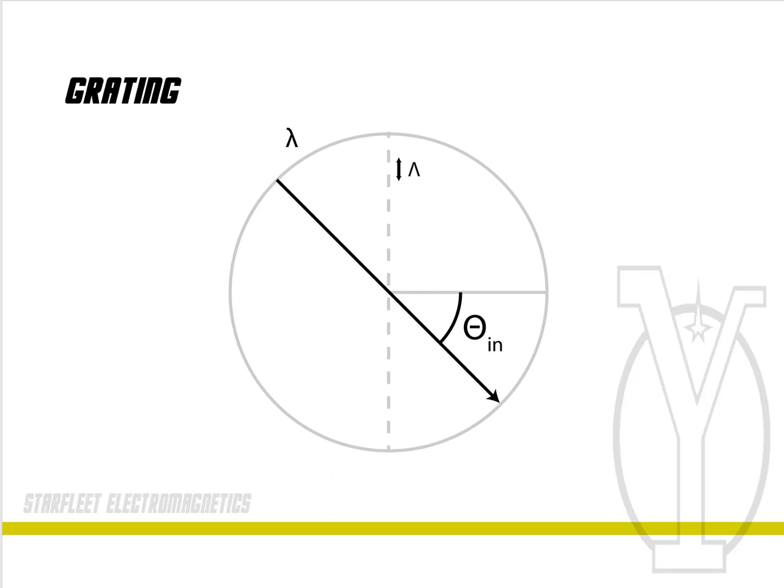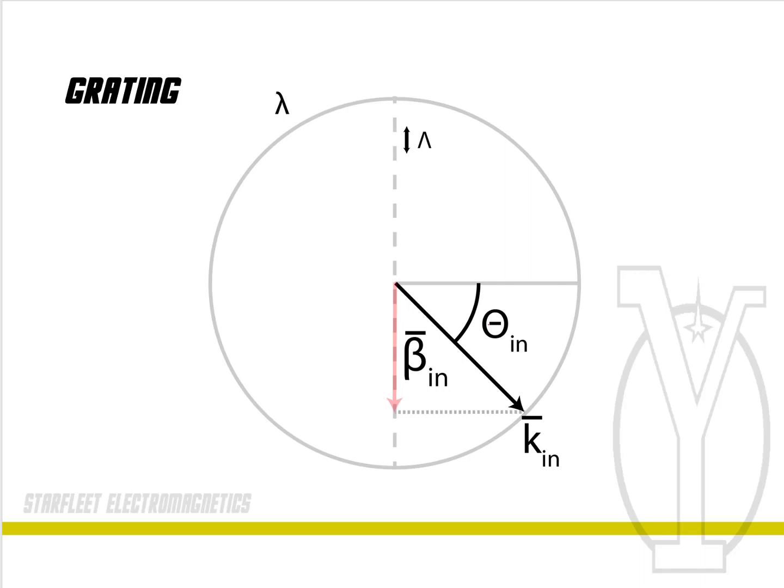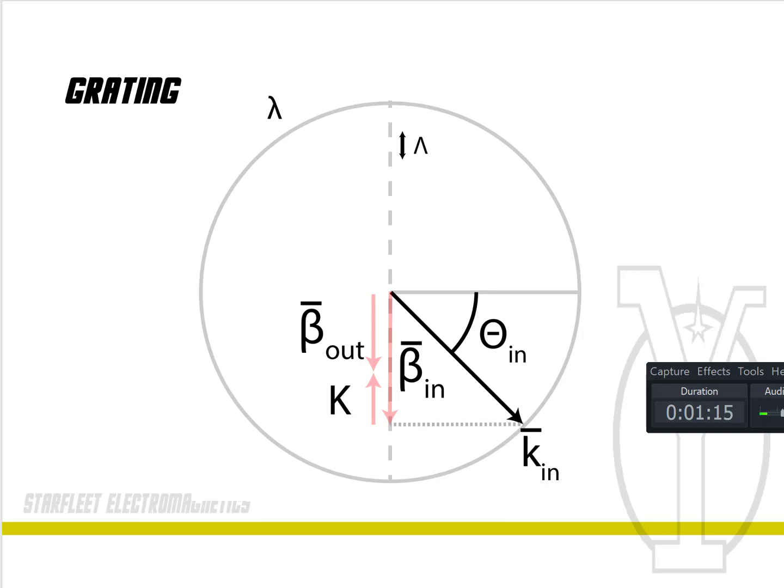Now, we go about solving this surface problem in the same way we have in the past with a few tweaks. We go ahead and drop a perpendicular to get beta. And this is where it gets really different. The grating has its own spatial frequency. And this spatial frequency interacts with this beta. We call the grating spatial frequency big K.